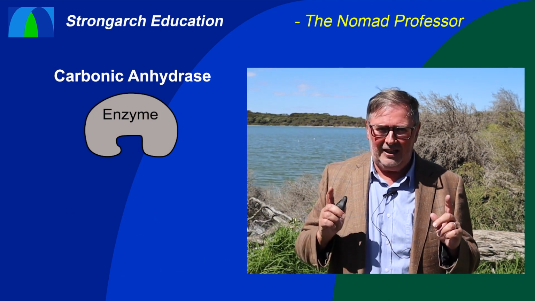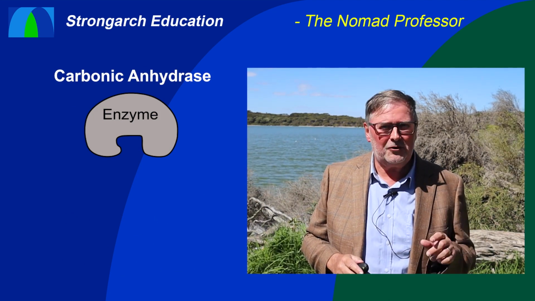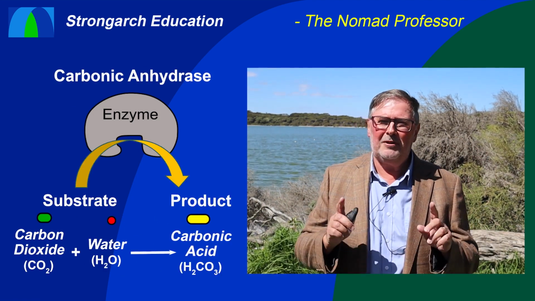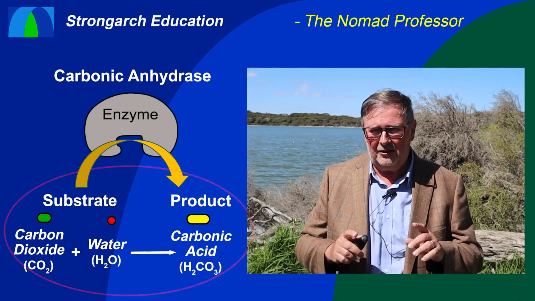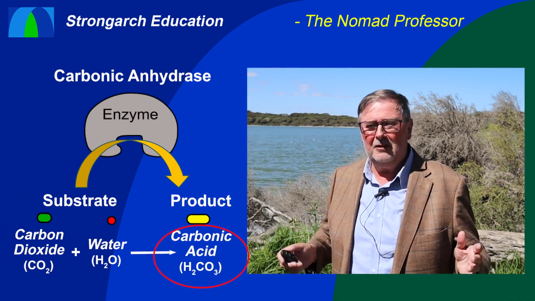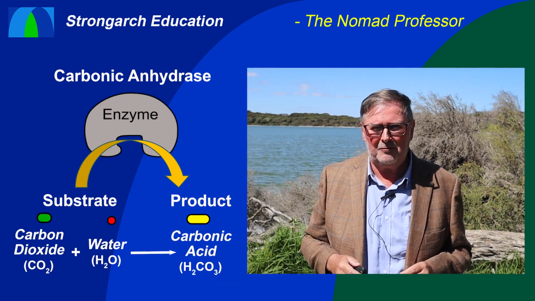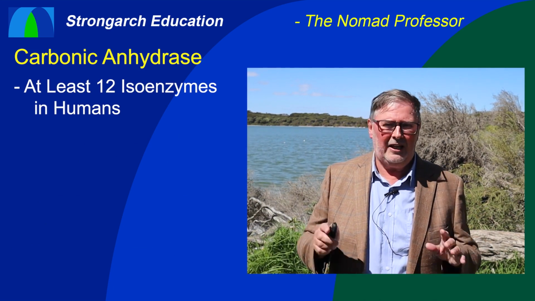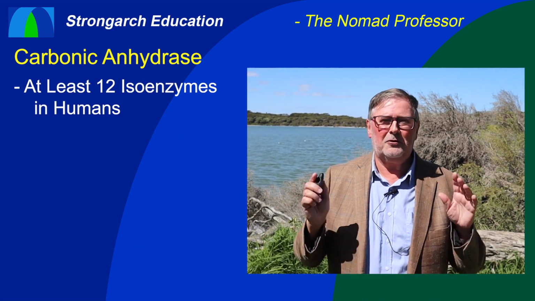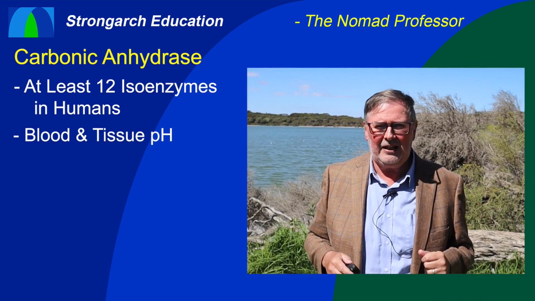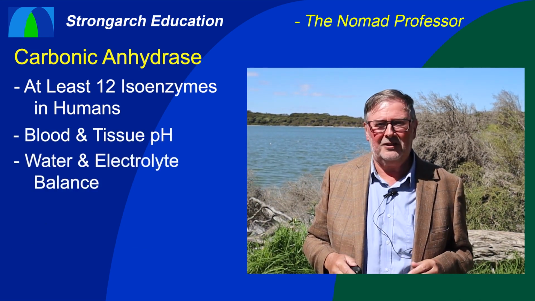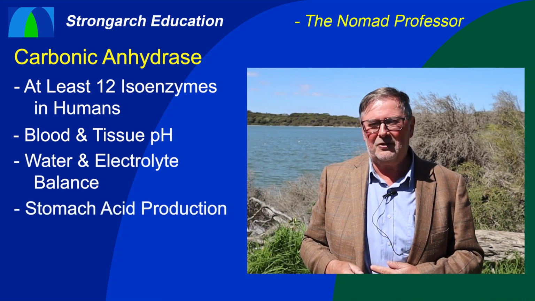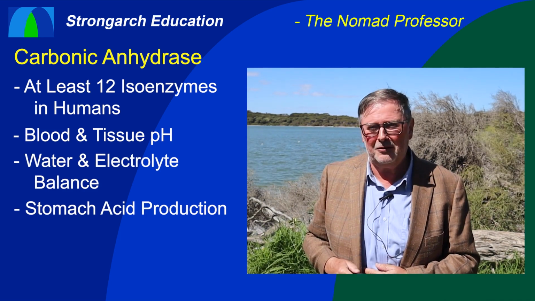Now this is an enzyme that catalyzes the reaction of carbon dioxide with water to produce carbonic acid. Remember, that's the same chemical reaction and the same acid that's responsible for this amazing landscape. Now there are various isoenzymes of carbonic anhydrase, and they have many different functions. They control blood and tissue pH. They control water and electrolyte balance. In the stomach, they produce the acid that makes the stomach do its work in digestion.